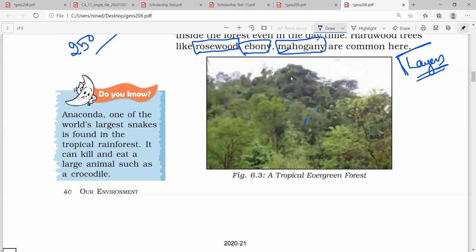Anaconda is very famous. You might have heard about large snakes. They are found in the tropical rainforest. They can kill and eat large animals such as crocodile. Around 20 years back, I think there was one movie called Anaconda.